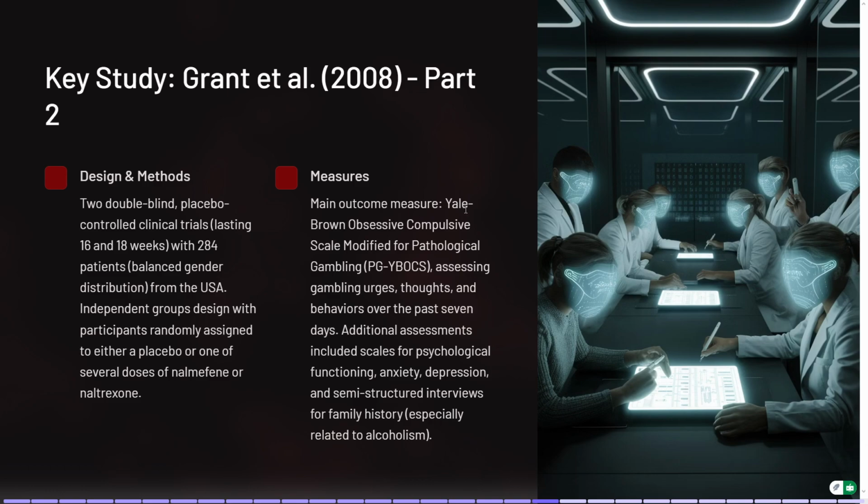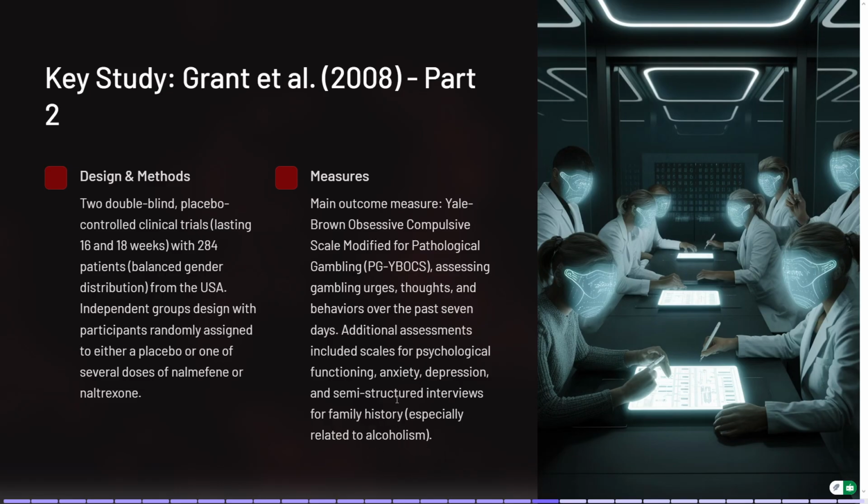Now, the main outcome measure: they use the Yale-Brown Obsessive Compulsive Scale. They modify it to be a pathological gambling scale, so they try to convert the scale to measure gambling, to assess gambling urges, thoughts, and behavior over the past 7 days. Additional assessment includes scales of psychological functioning, anxiety, depression, and a semi-structured interview for family history.